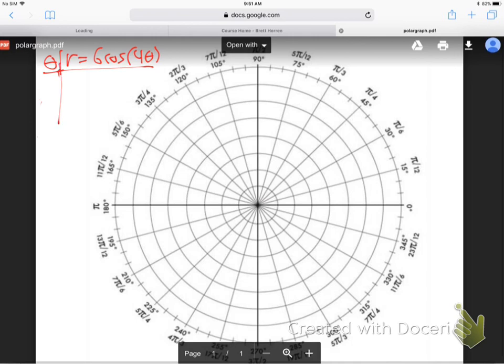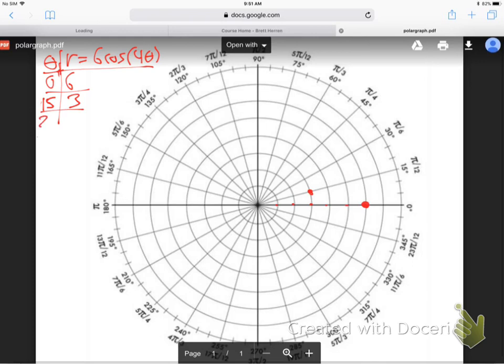So instead, I'm just going to do 0 first. Cosine of 0 is 1, so I'm going to get 6. So it's 0, 6: 1, 2, 3, 4, 5, 6. Boom, there's the first dot. Aim the cannon at 0, get a 6. Now I'm going to go 15 degrees. If you plug in 15, use your calculator. 6 cosine of 4 times 15, which is 60, comes out 3. So at 15, it's back here at 3 already.